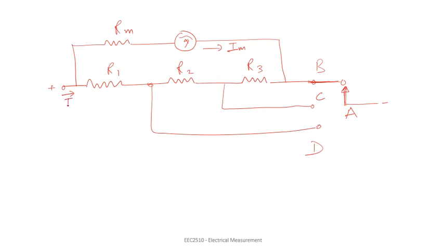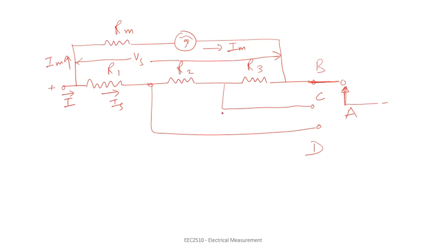This is the current which is flowing, that is I, the total current. And this is the current flowing through the shunt. This is the meter current Im, and this is the voltage, which we can represent with Vs.